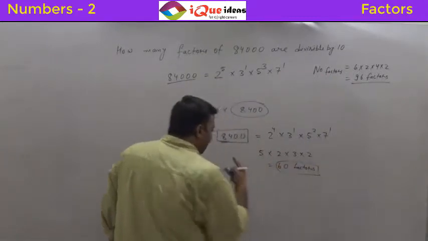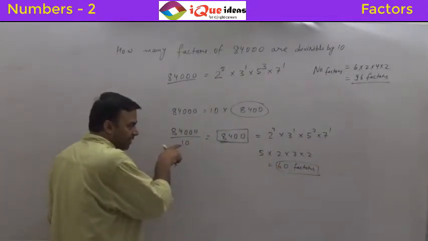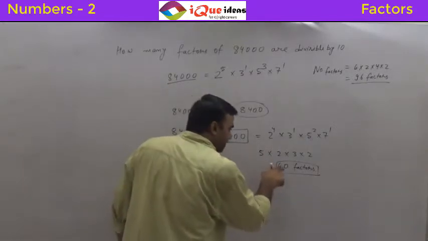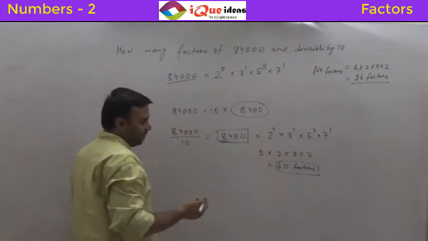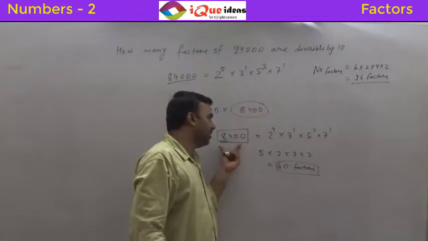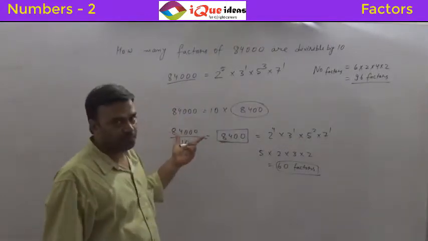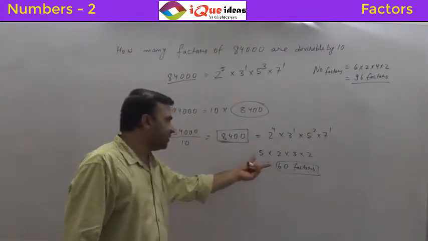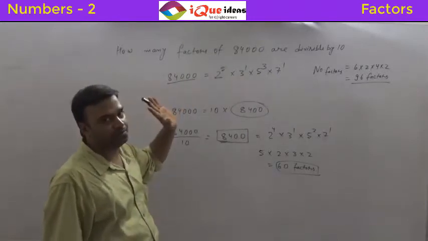So what we have done? We have already ensured 10. Right? And then the number of factors is 60. This 60 must be out of the 96 factors, because one thing is very clear. Any factor of 8400 will also be a factor of 84,000. Right? Now these 60 factors will also be the answer of this question.